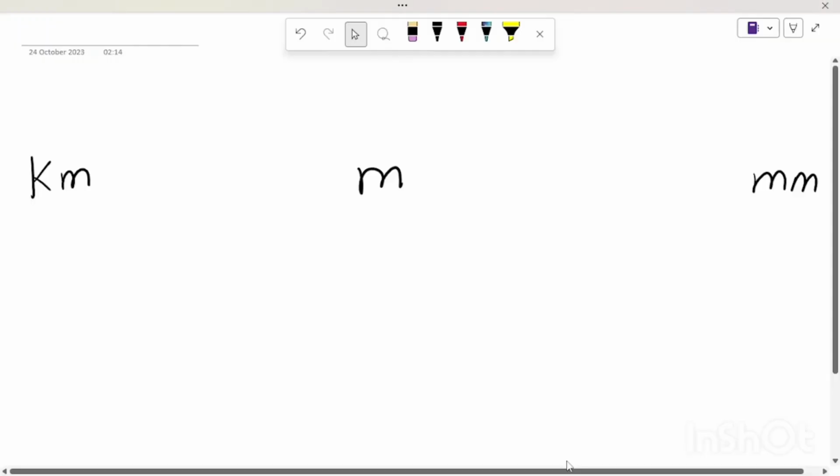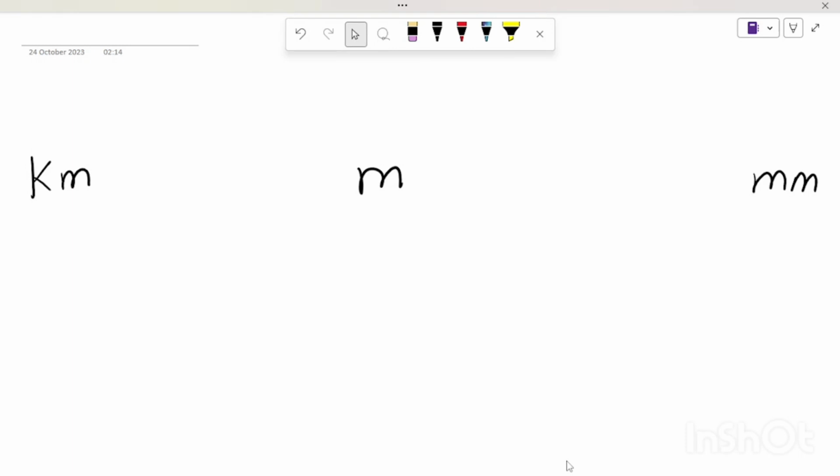Everybody, today we are going to study the conversion of units from kilometer to hectometer to decameter, or from meter to decimeter, and so on. For this, I will tell you a very easy way: write the three extreme units of measurement.